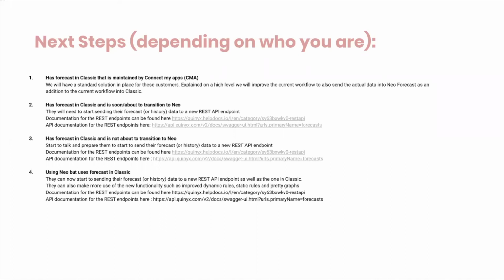And also, if you are using Neo but using Classic forecasting, as I alluded to earlier, you can view some of your data in Neo from Classic. But again, the first thing we need to do is actually move the data over or start sending that data through the REST API endpoint. Again, either as a replacement to what you are doing in Classic or sending data to both systems in the short term during this transition period.